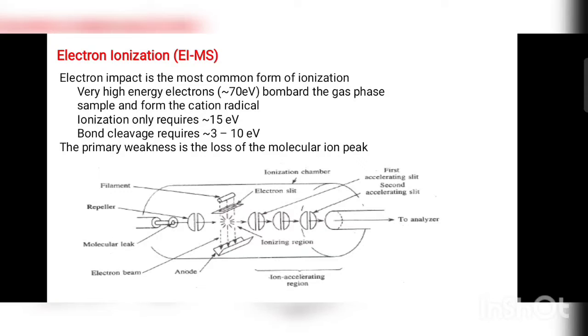Here the diagram for the electron ionization is given. In this diagram we can see from the molecular peak the beam of an electron is passing and it is bombarded in this electron slit and anode, which results in the ionization of the gas phase, which forms the cation radical.